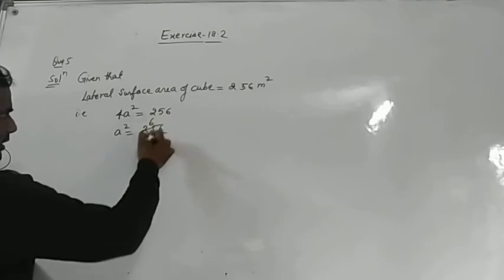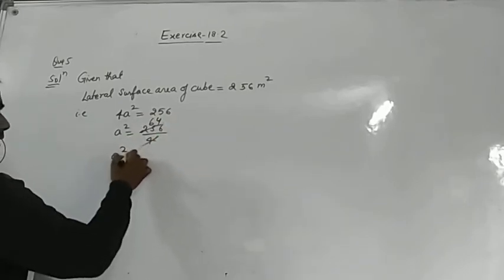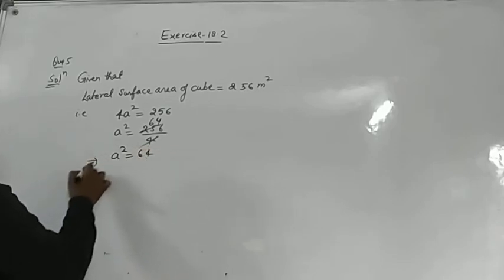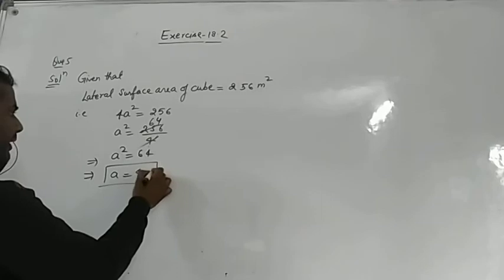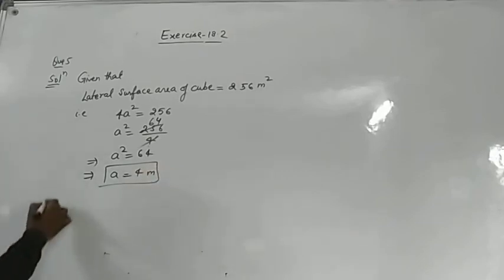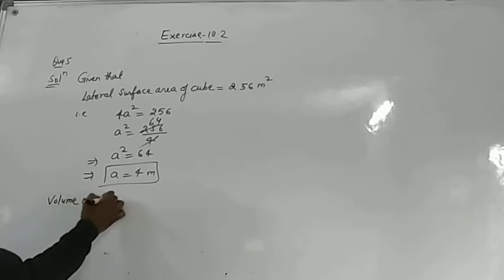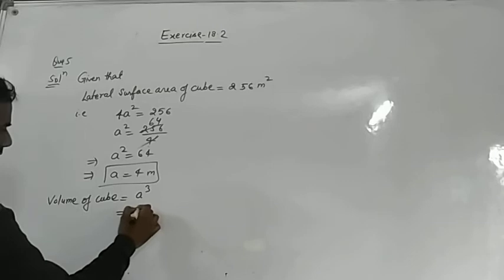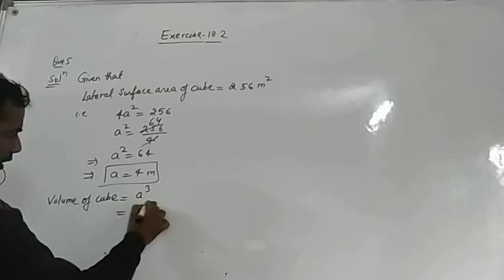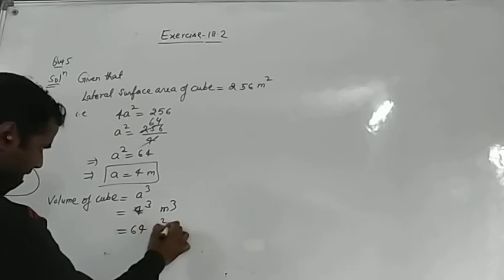Now a square is equal to 64, a is equal to 8 meter. Now volume of cube is equal to a cube, that is 8 cube meter cube, 512 meter cube. This is the answer.